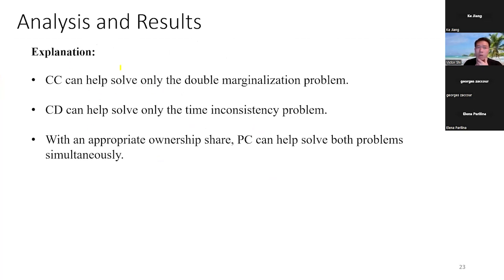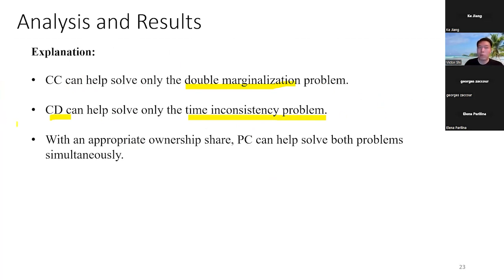So also we want to offer some explanations, right? As we said, complete centralization will solve the double marginalization problem. Now, complete decentralization can help solve the time inconsistent problem. As we said, the time inconsistent problem means that over time the number of products in the market will be too high, and the price will be too low. So that is this problem.